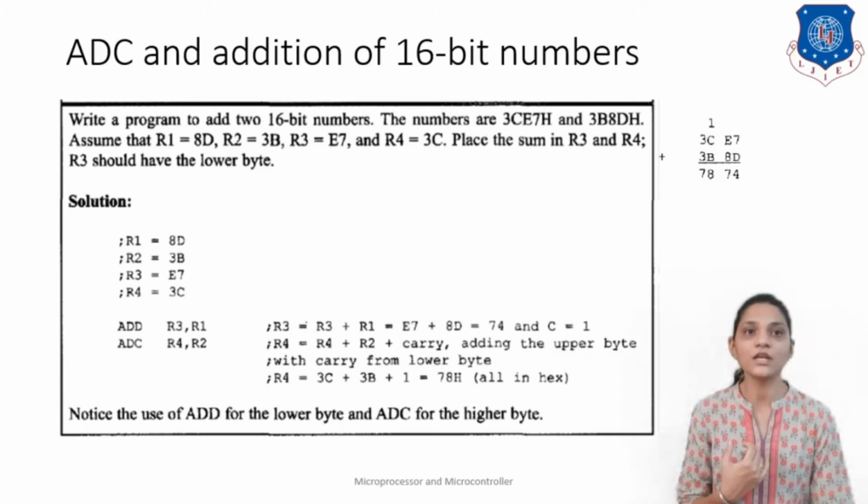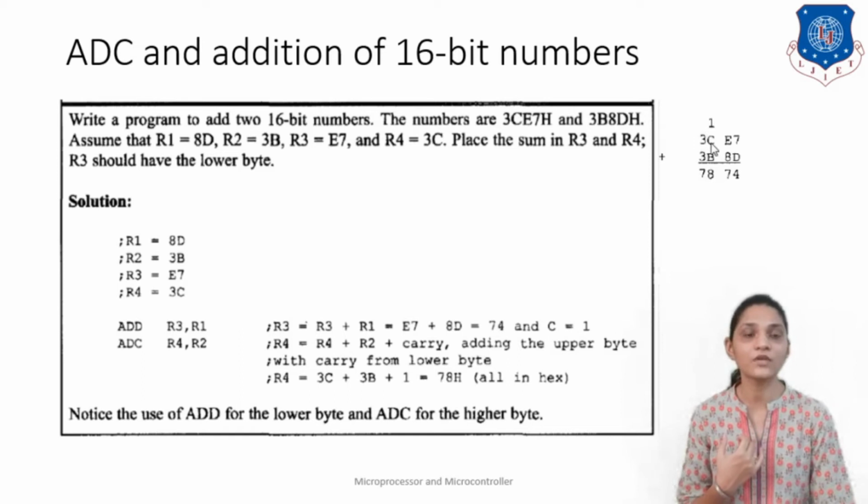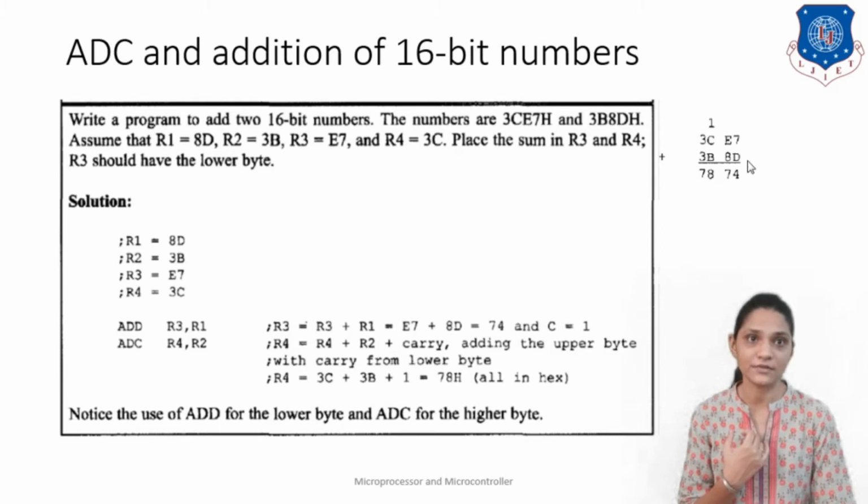Okay, so what we can do, for this addition we have to use 4 registers. Let us use R1 as 8T, R2 as 3B, R3 as E7 and R4 as 3C. Okay, so we have stored 3C, E7 and 3B 80 data inside the registers.